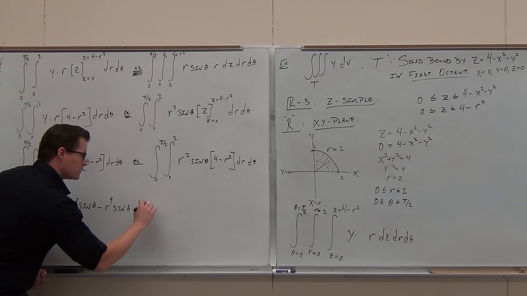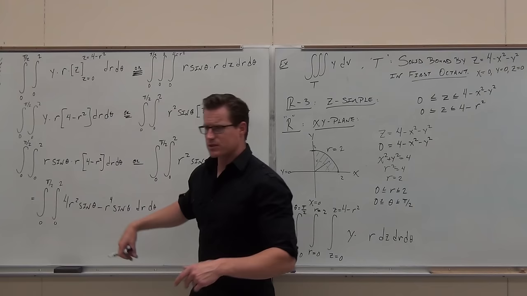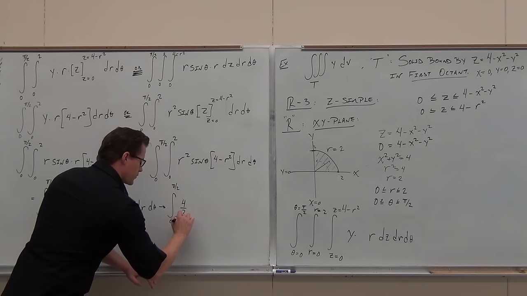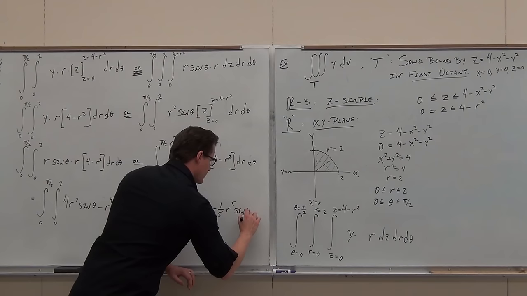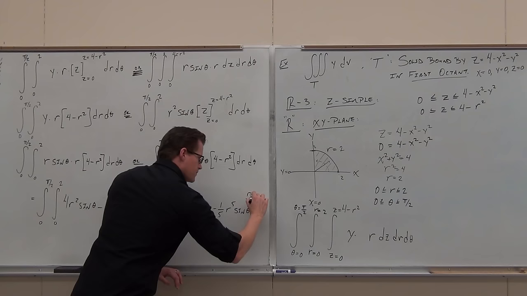You with me? Is it hard to do the next step? No, the next step is just, hey, you've got some r's here, integrate with respect to r. So if we do that, we're going to get 4 thirds r cubed sine theta minus 1 fifth r to the fifth sine theta. And since we integrated with respect to r, we're plugging in for r values. So our r is going to go from 0 to 2, d theta.